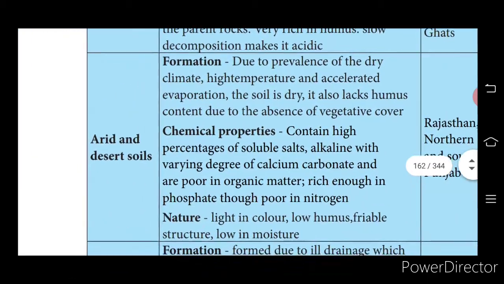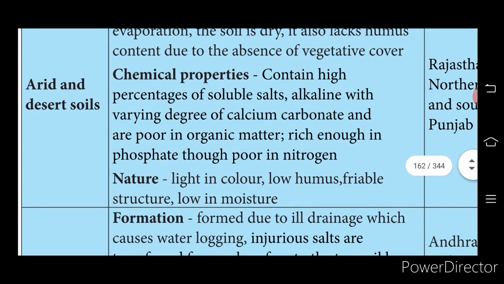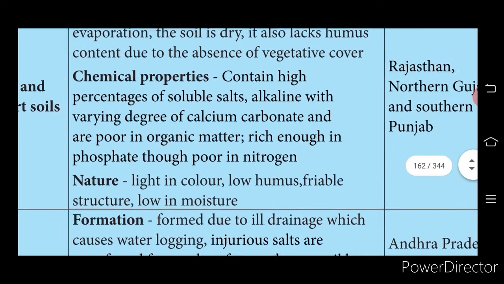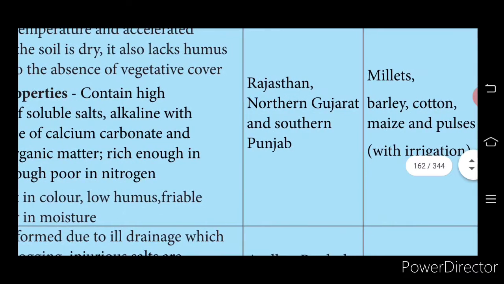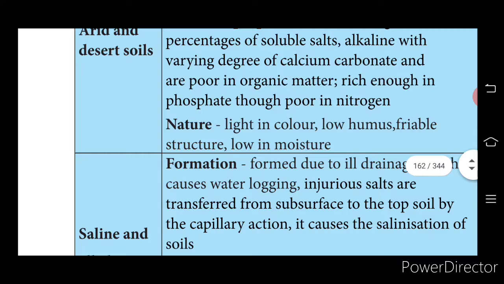Now coming to the arid and desert soils. From the name itself, you can understand desert soil. Okay, the formation is due to the prevalence of dry climate, high temperature, and accelerated evaporation. Okay, the chemical properties here are soluble salts, alkaline with varying degrees of calcium carbonate. Now the nature of this soil is light in color, low humus, friable structure, and low in moisture. The places where it is distributed are Rajasthan, northern Gujarat, and southern Punjab. Millets, barley, cotton, maize, and pulses are the main crops grown in these arid and desert soils.